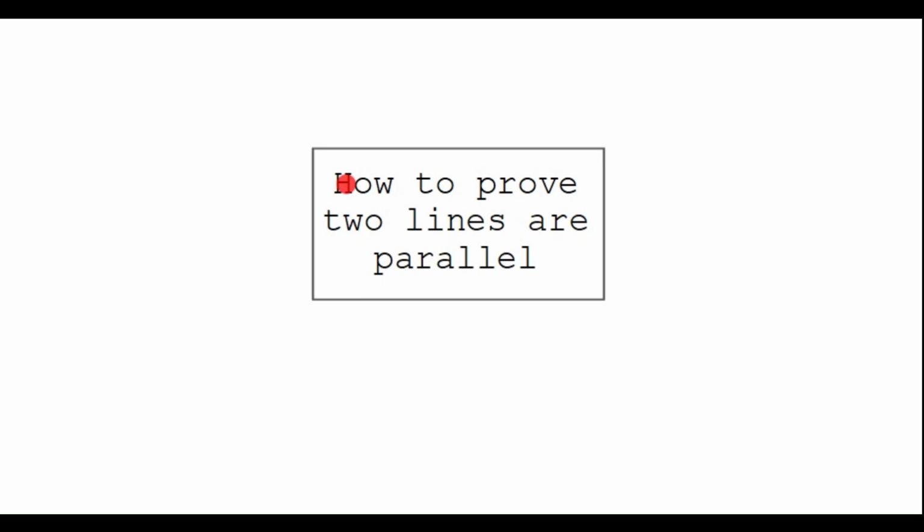In this video, we will be looking at how to prove two lines are parallel. So you might, for example, have two lines like these, and then you need to prove that they are parallel. The question is, how would you do that?